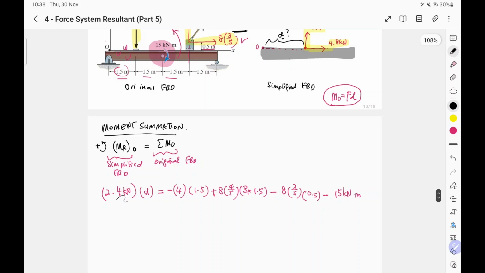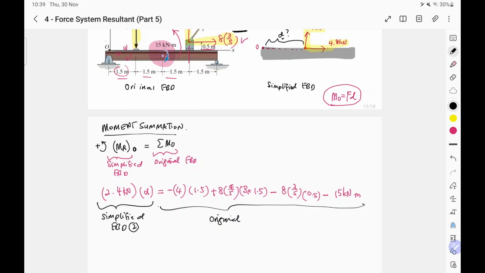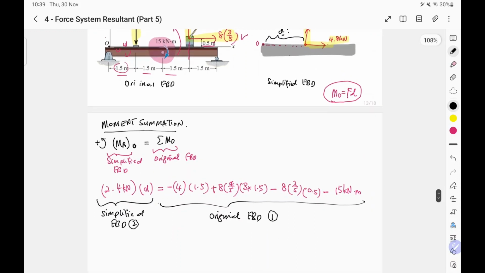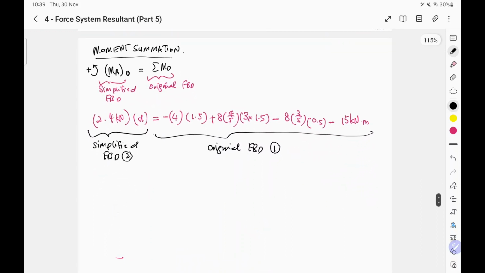If you look at the equation you generated earlier, the set of equation on the left side is in reference to the simplified free body diagram, or based on figure 2. The equation that you generate on the right is the moment referring to the original free body diagram, or from figure 1. So you are making a comparison of the moment produced on the left side of the figure with the right side of the figure. Quite conveniently, you just continue your problem solving here.